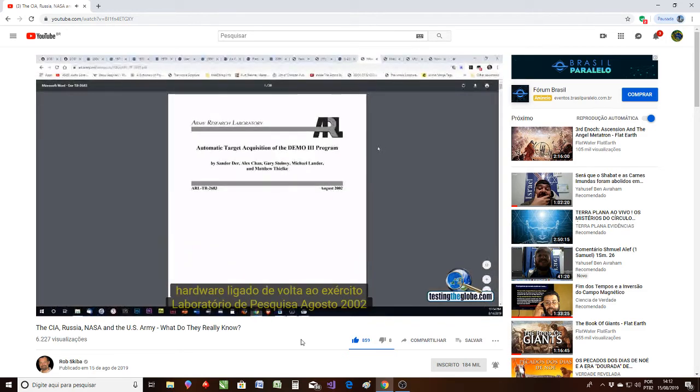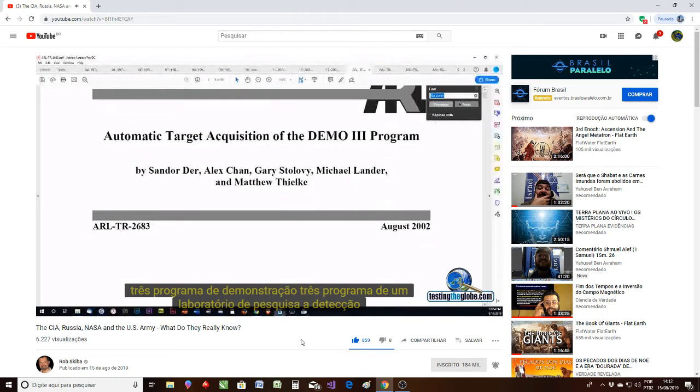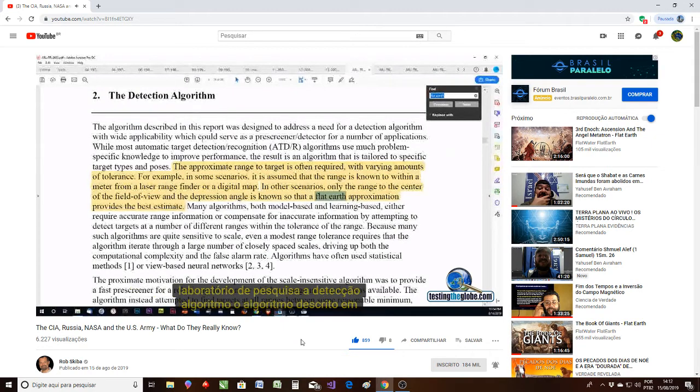Back to the Army Research Laboratory, August 2002. Automatic target acquisition of the Demo 3 program. The detection algorithm. The algorithm described in this report was designed to address a need for a detection algorithm with wide applicability, which would serve as a pre-screener/detector for a number of applications. While most automatic target detection/recognition algorithms use much problem-specific knowledge to improve performance, the result is an algorithm that is tailored to specific target types and poses. The approximate range to target is often required, with varying amounts of tolerance. For example, in some scenarios, it is assumed that the range is known to within a meter from a laser range finder or a digital map. In other scenarios, only the range to the center of the field of view and the depression angle is known, so that a flat Earth approximation provides the best estimate.